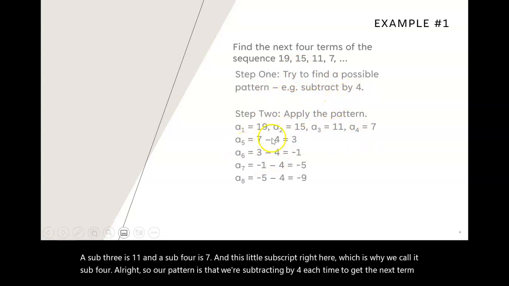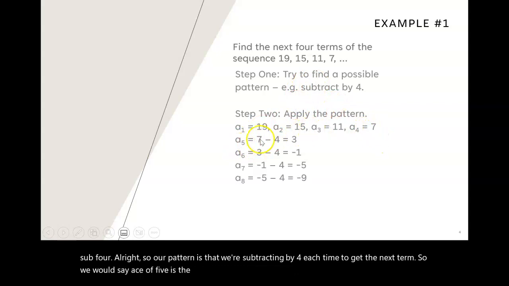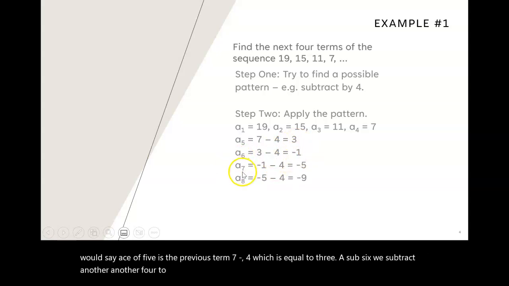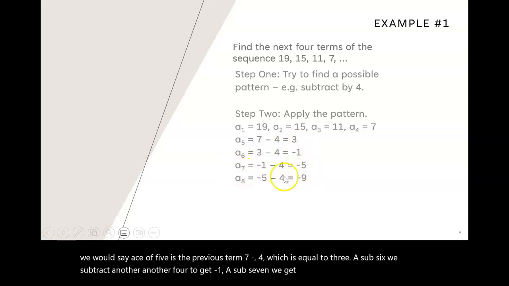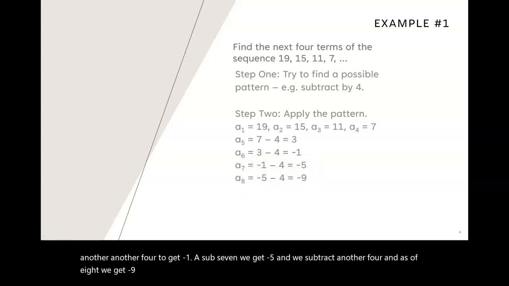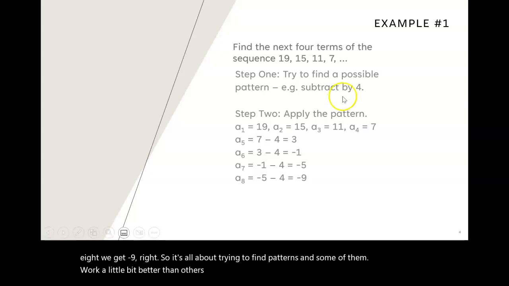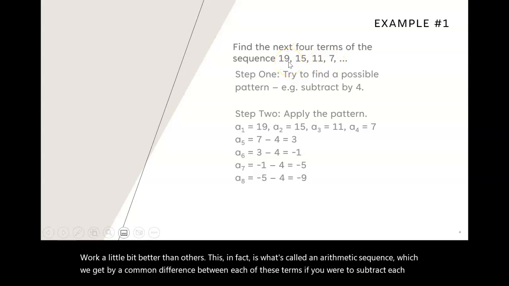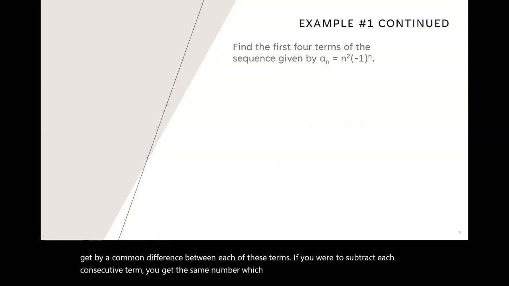So we would say a sub 5 is the previous term, 7 minus 4, which is equal to 3. A sub 6, we subtract another 4 to get negative 1. A sub 7, we subtract another 4 and get negative 5. And a sub 8, we get negative 9. Right? So this is all about trying to find patterns, and some of them work a little bit better than others. This, in fact, is what's called an arithmetic sequence, which we get by a common difference between each of these terms. If you were to subtract each consecutive term, you get the same number, which is 4.